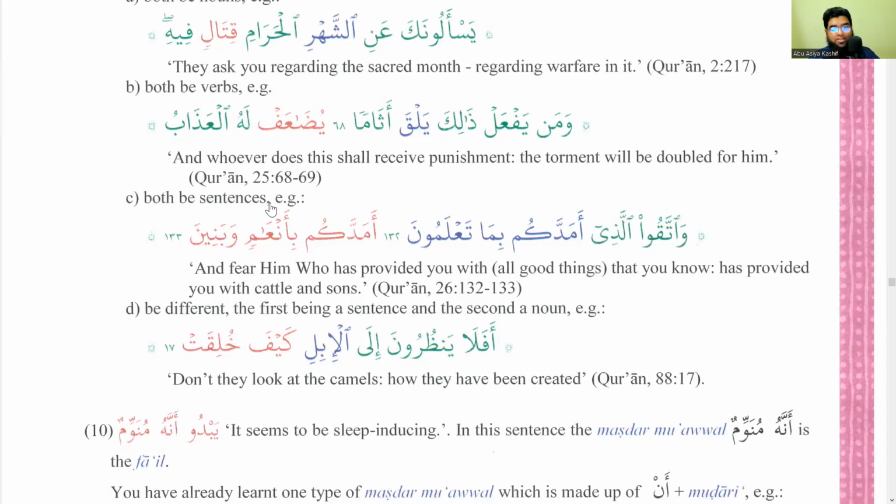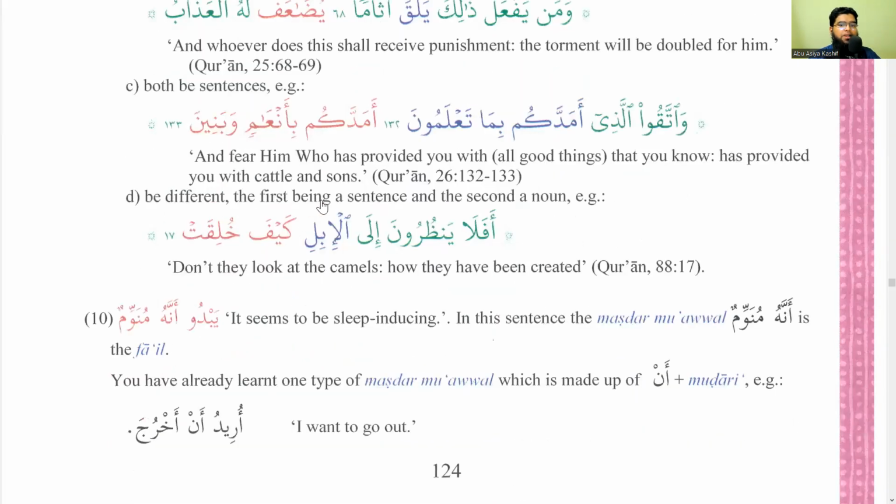Or both can be sentences. You can use one sentence as mubdal minhu, the other as badal. This is easier to identify because the same sentence will repeat, like amaddakum. وَاتَّقُوا الَّذِي أَمَدَّكُمْ بِمَا تَعْمَلُونَ أَمَدَّكُمْ بِأَنْعَامٍ وَبَنِينَ. And fear him. Amadda is to extend, literally. So he extended you, or he who has provided you bima ta'malun, of what you know. So what do we know about it? Like for example, amaddakum bi an'am, he provided you with cattle and sons. Wa banin. The first and the second can be different, a verb and a noun.